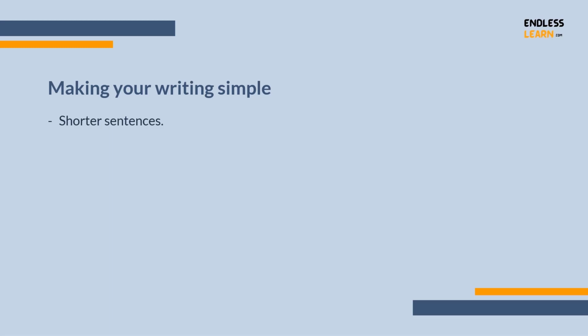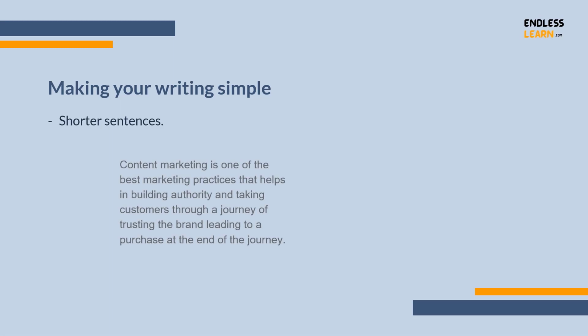The first practice you need to follow to make your content more simple is to write shorter sentences. Shorter sentences help people understand content in less time, and they are more likely to continue reading if they can understand more easily. Here is an example. Content marketing is one of the best marketing practices that helps in building authority and taking customers through a journey of trusting the brand, leading to a purchase at the end of the journey. Reading something like this is not as enjoyable as the next paragraph we are going to read.